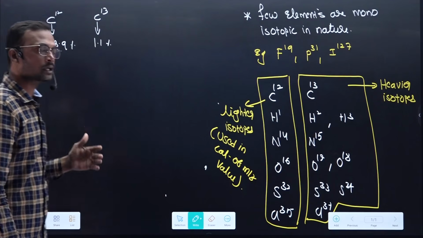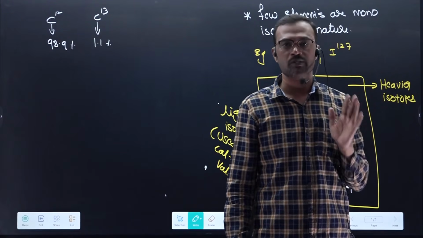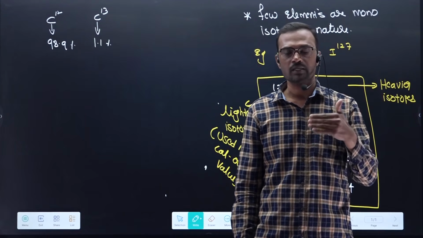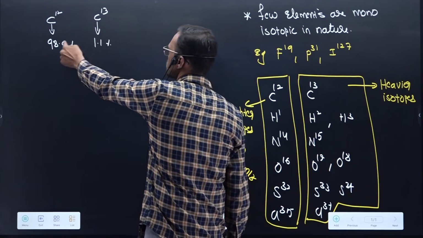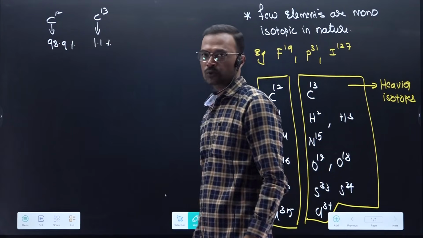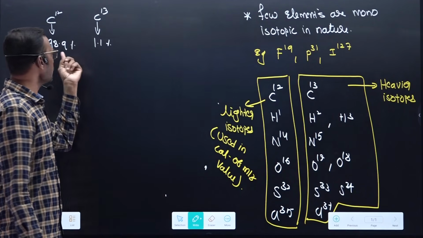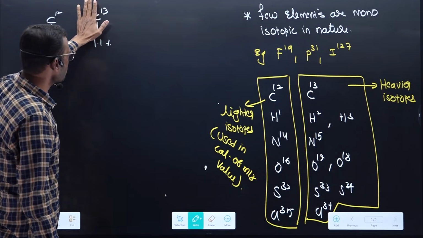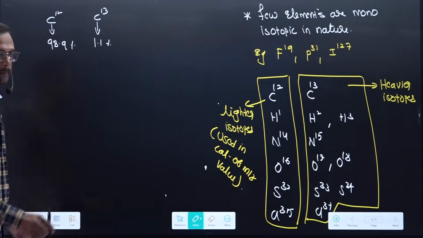So naturally, while calculating, percentage of lighter isotope is taken as 100%. Relatively, availability of heavier isotope is taken as relative abundance. So this 1.11 we are writing based on this lighter isotope only. So this is called relative abundance and this is natural abundance. If you assume that this 98.9% is 100%, then what is the percentage of C13 with respect to this? That is called relative abundance. Now two abundances will be there.